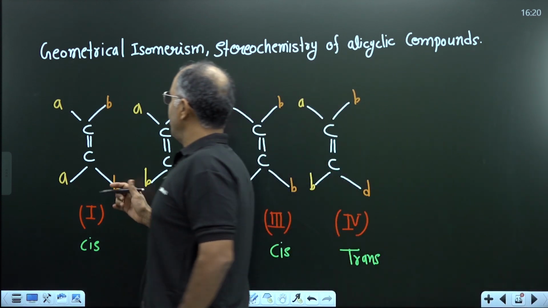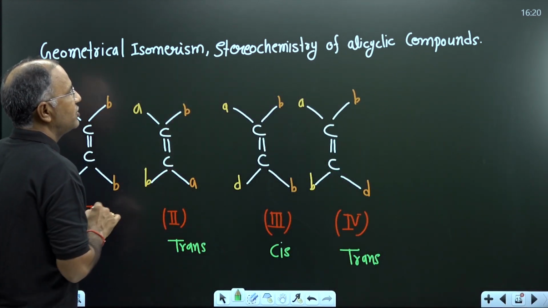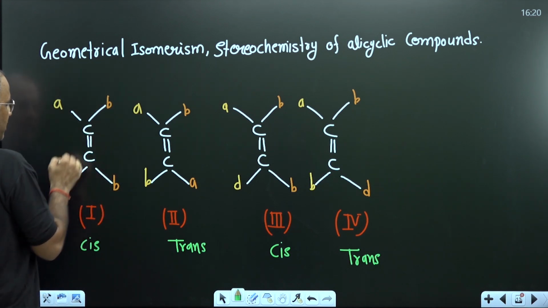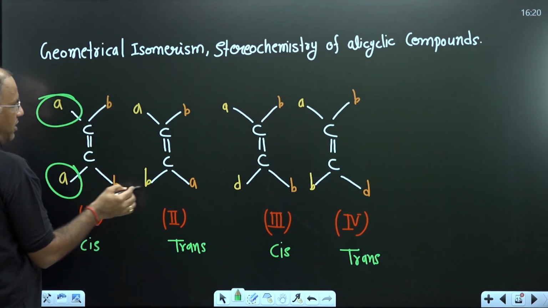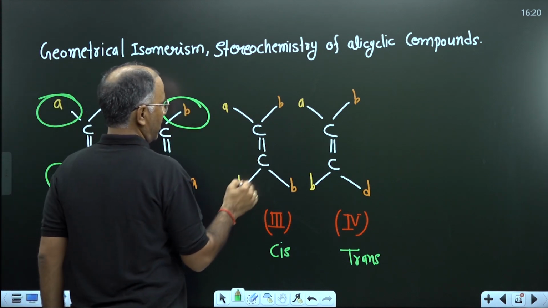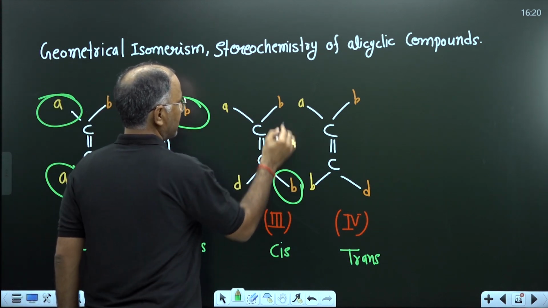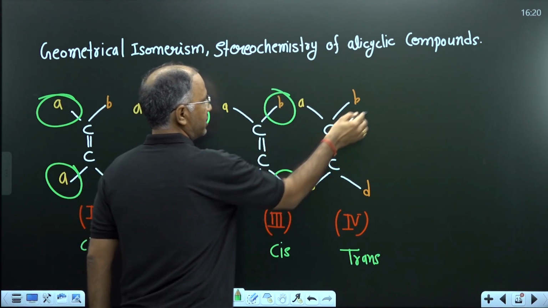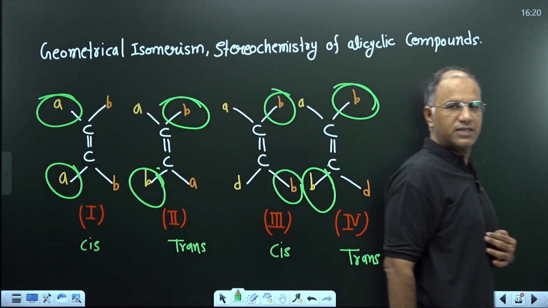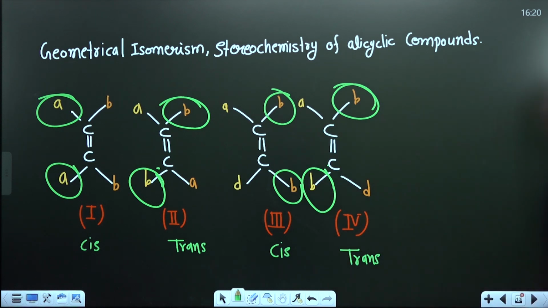These are a few examples of geometrical isomerism, a stereochemistry in acyclic compounds. Acyclic means open chain. This is our cis. This is our trans. Again, this is our cis. And this is our trans. Just write down this example in your notes.